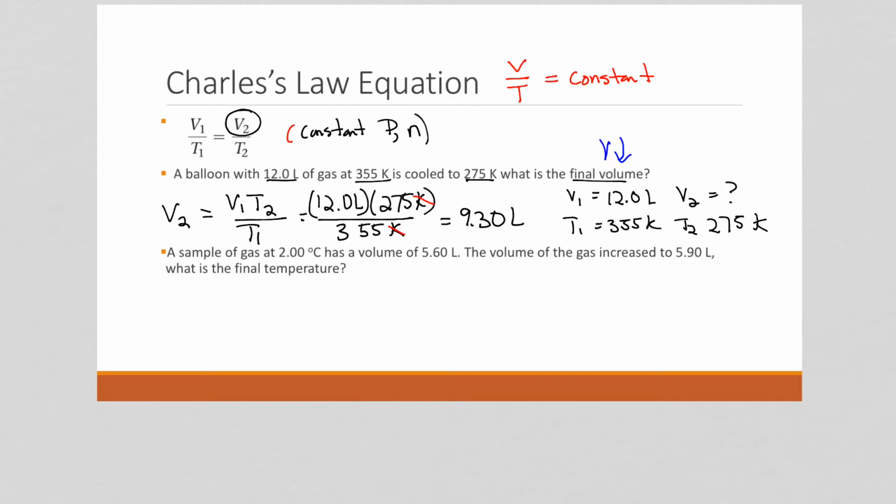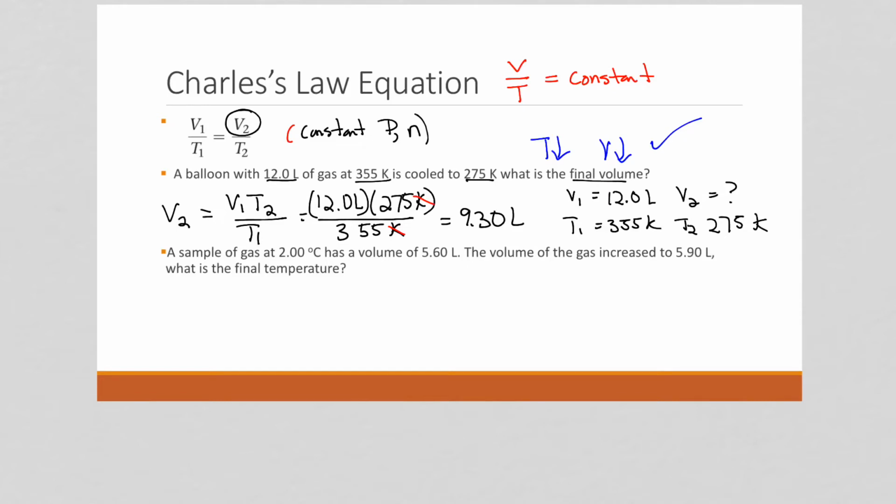Well, what did I do? I lowered my temperature. And so according to Charles' law, I should see my volume go down, right? There's a direct relationship. So yes, we saw the correct effect. We would have expected the volume to drop.